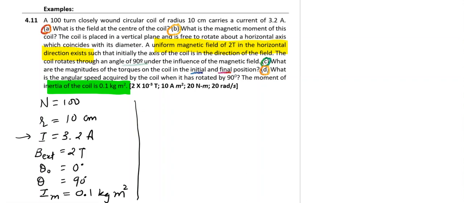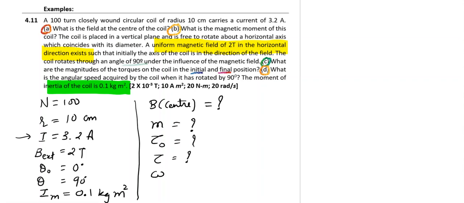And what we are asked to find out. First question is the magnetic field at center. So let us label it as B at center, question mark. Second question is, what is the magnetic moment, that is small m. Third question is, what are the initial and final torques? So label them as tau 0 and tau. And lastly, what is the angular speed acquired? Let us label it as omega. So this many things we are asked to find out.